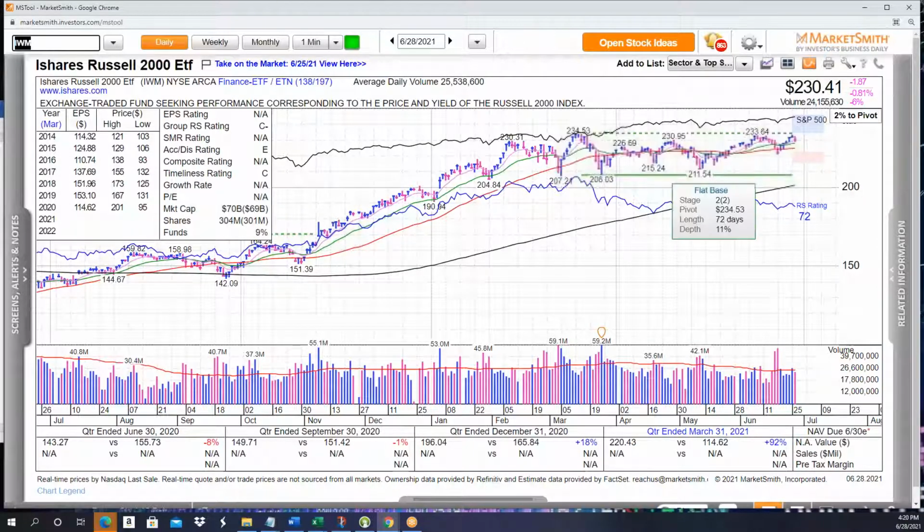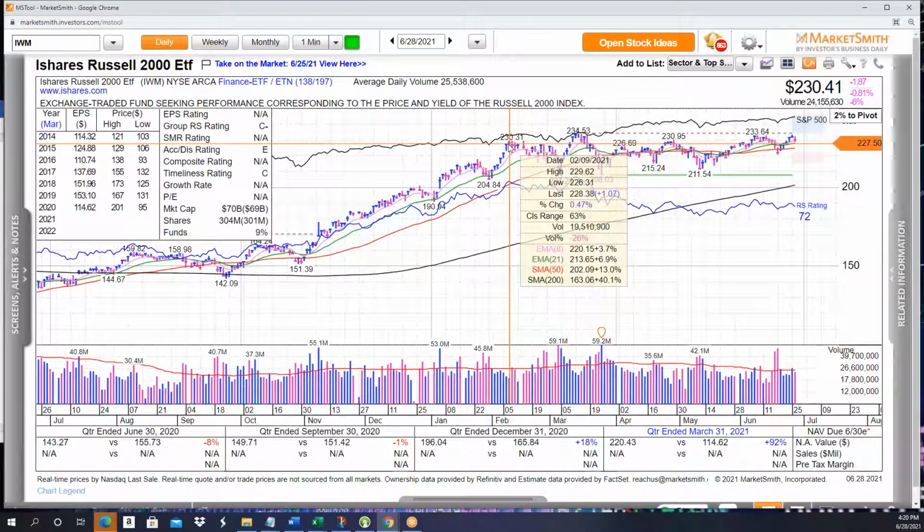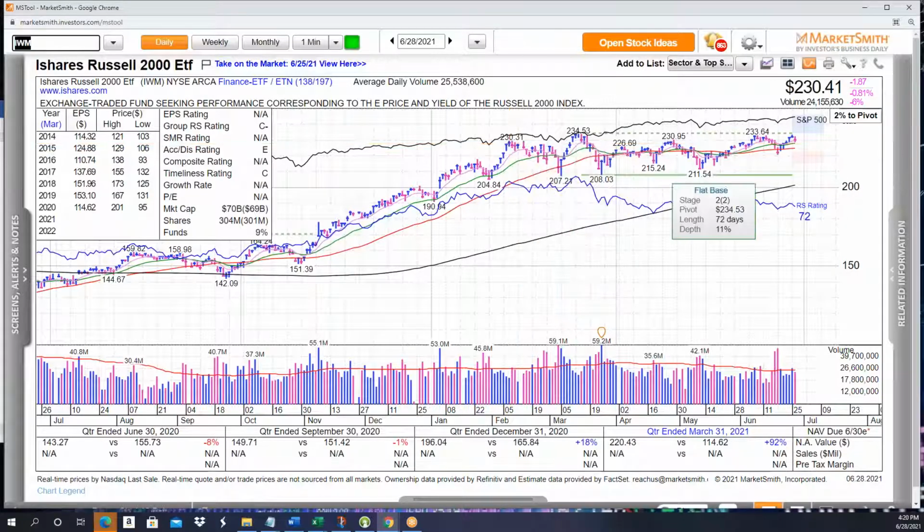You can see this has just been a chop fest really since February, or really this spot here at the beginning of February. It just hasn't been able to do much, up and down, but really not too far off of highs here, only about 1.5% or 2% from making all-time highs. Something to keep an eye on for small caps there.